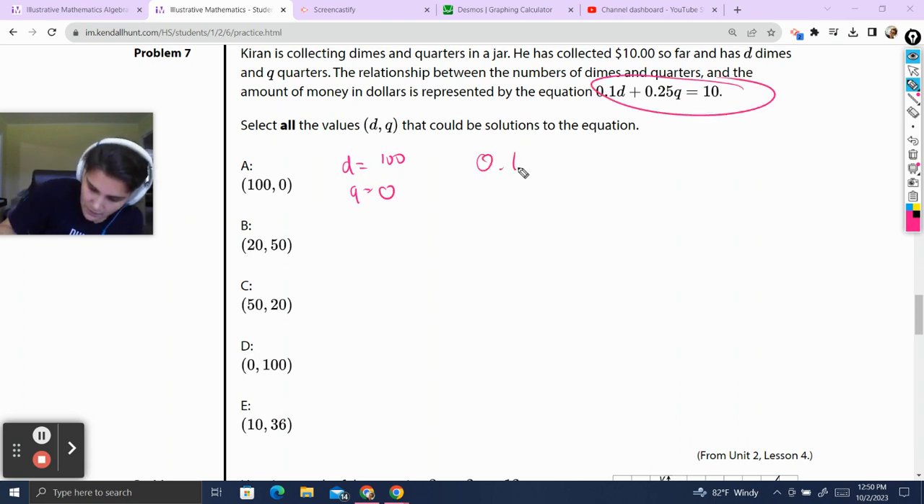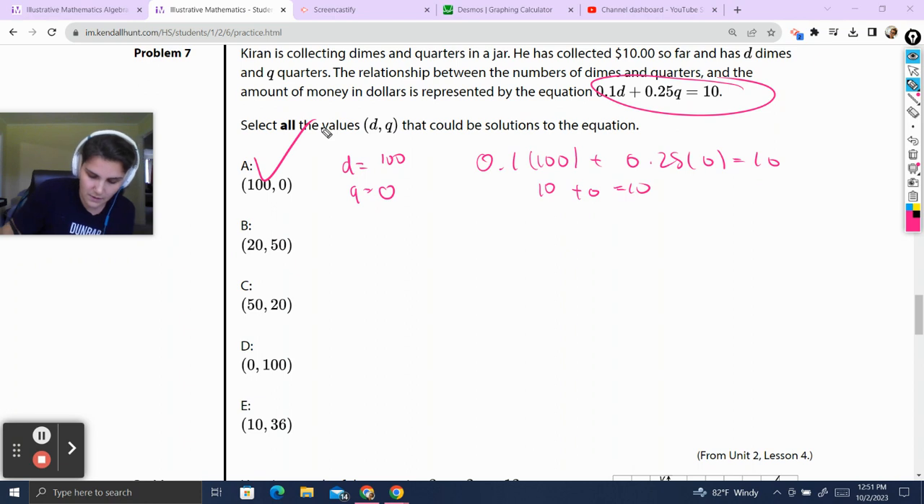So 0.01 times 100 plus 0.25 times 0, is this going to get us 10? And we get 10 plus 0 is equal to 10. So this guy is good.